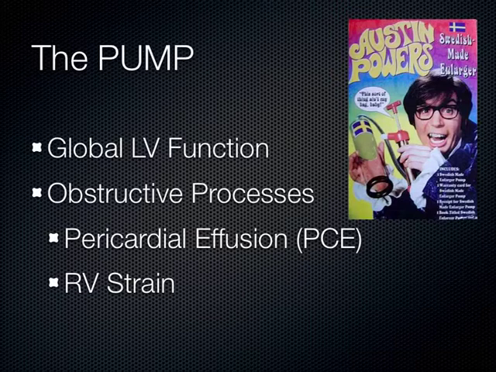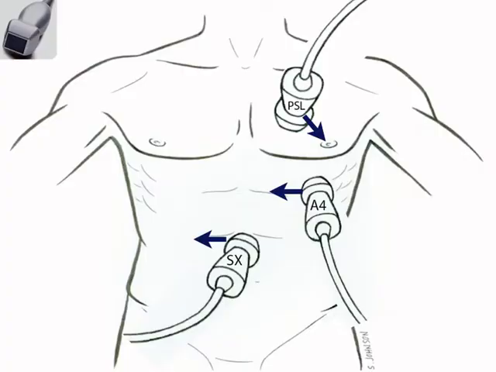And for always now, you'll remember the Austin Powers movie when it comes to evaluating somebody in shock. And it's really an evaluation of the global LV function, and also for any obstructive processes that could be going on, specifically a pericardial effusion or pericardial tamponade, and RV strain in the setting of pulmonary embolism. Recall that the three places you place the probe in order to evaluate the pump are the parasternal long, the apical four-chamber, and the subxiphoid.